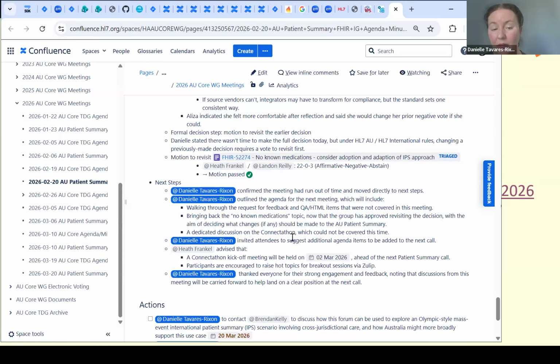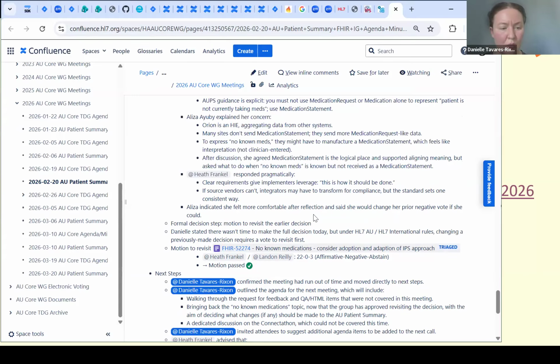Before we approve the minutes, I can actually give an update that this has been agreed in AU Core and in AU Base. So what we talked about in this meeting has now been carried through, so it's consistent across AU Base, AU Core, and AU Patient Summary. So that's a really good outcome. But either way, that's basically the minutes of our last online call, which was the 20th of February.